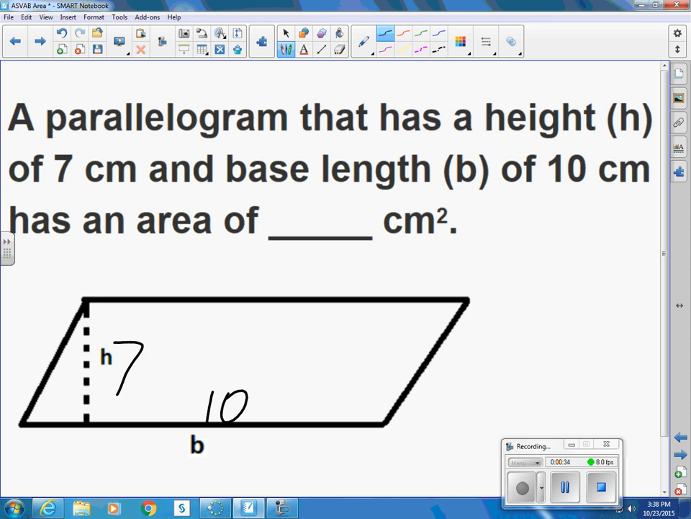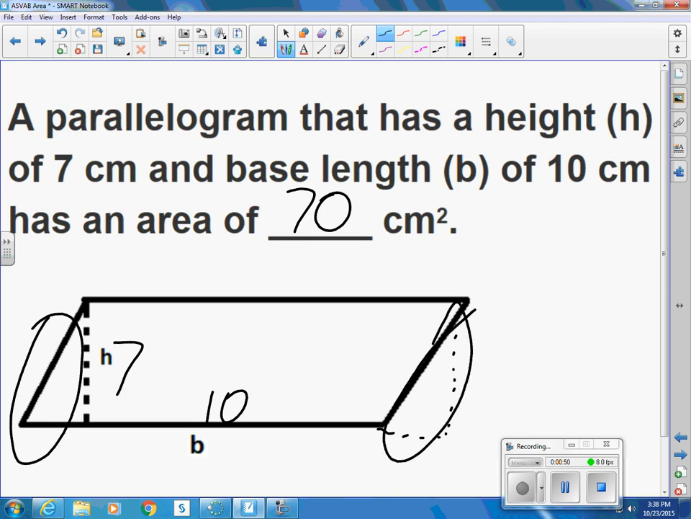Well, if it were a rectangle, then it would just be 7 times 10, and it would be 70 square centimeters. Well, this little triangle here is the same size as the missing piece to make it a rectangle. So flip that over, and you can just do the length of the base times the height. That will give you the area.